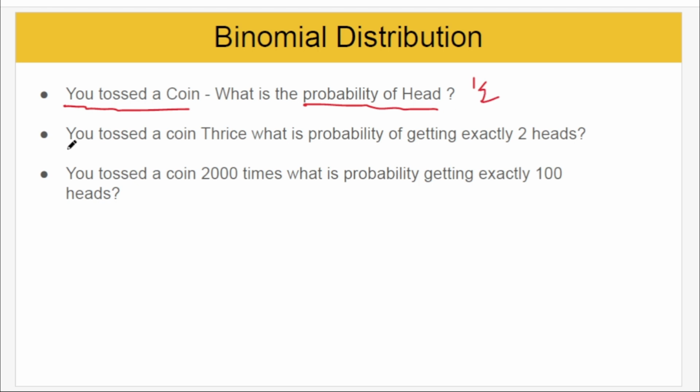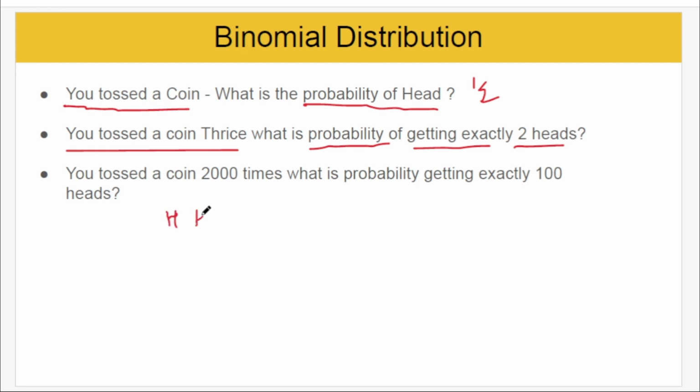Now you toss a coin thrice. Three times you have tossed a coin. What is the probability of getting exactly two heads? You toss the coin thrice. What is the sample space? What are the possible outcomes? What will you get?